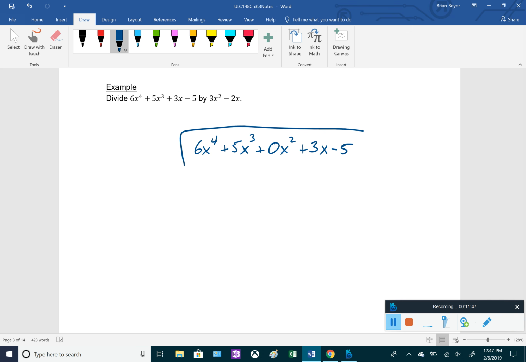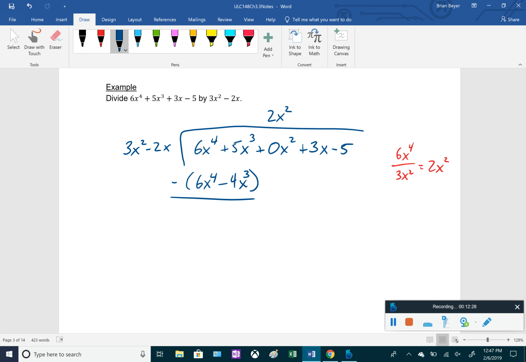Technically it's not 100% necessary for long division, but I definitely recommend that you do it. We're dividing this by this. For the first terms, 3x squared times what is going to give us 6x to the 4th? 6x to the 4th divided by 3x squared is 2x squared. So that's going to be plopped right here. Multiply that through the divisor, we get 6x to the 4th minus 4x cubed.